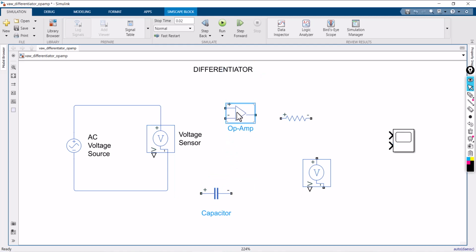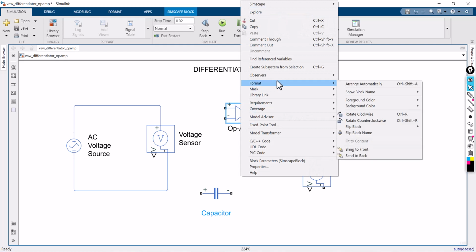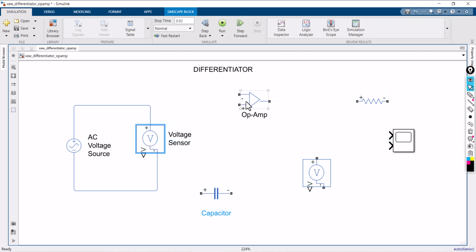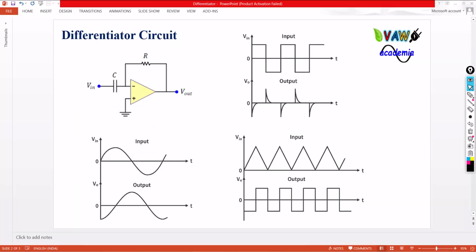And you have the operational amplifier. Make sure that you flip the operational amplifier upside down. There is no shortcut key to flip it. Right click on it, go to format, go to flip block, click on up down. So you can straight away connect the AC voltage source with the operational amplifier negative terminal. We know that as per the circuit, in the input side I am going to place the capacitor.